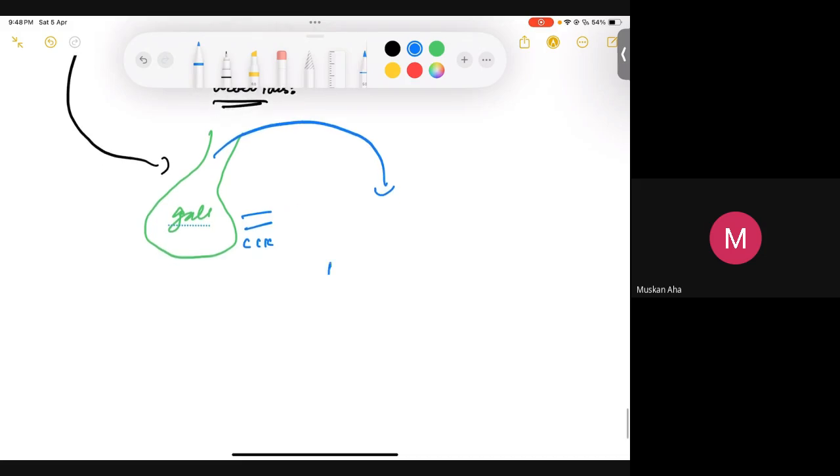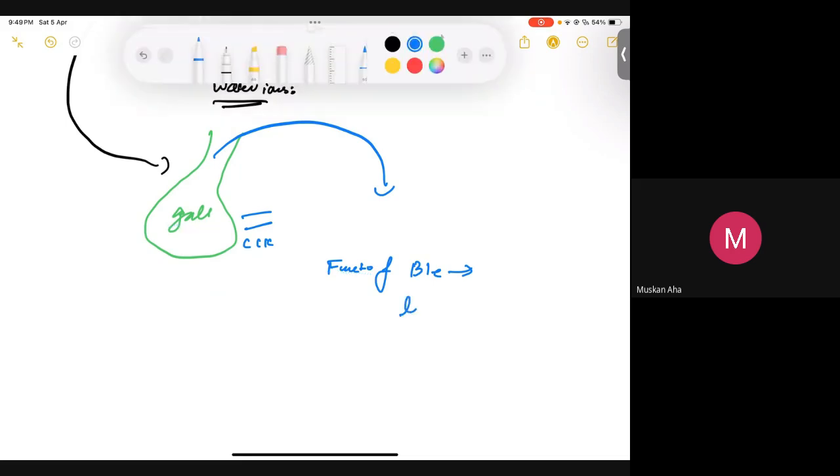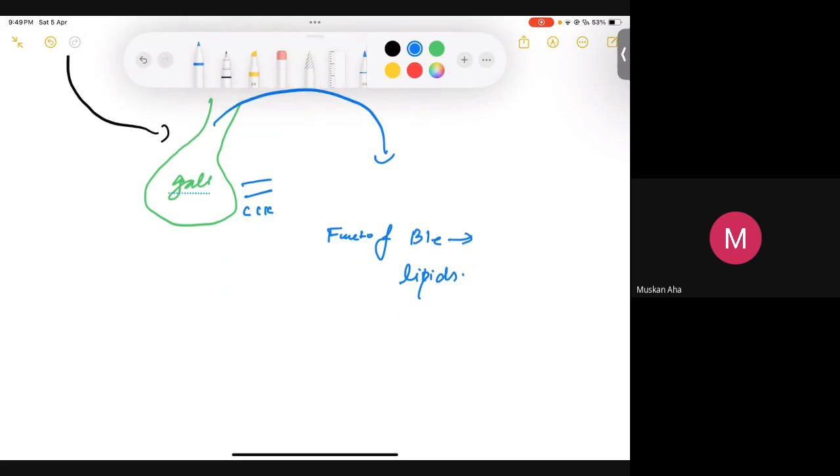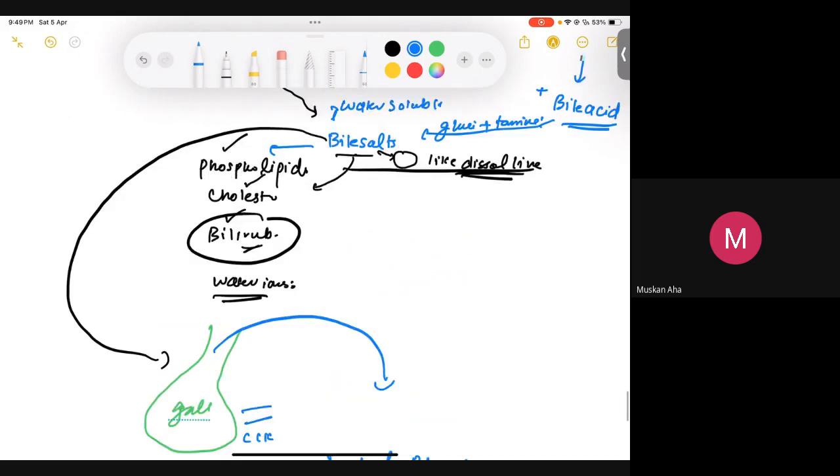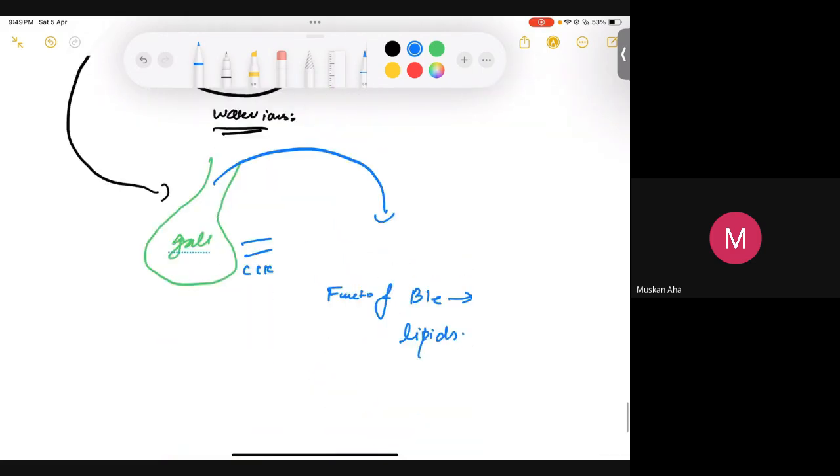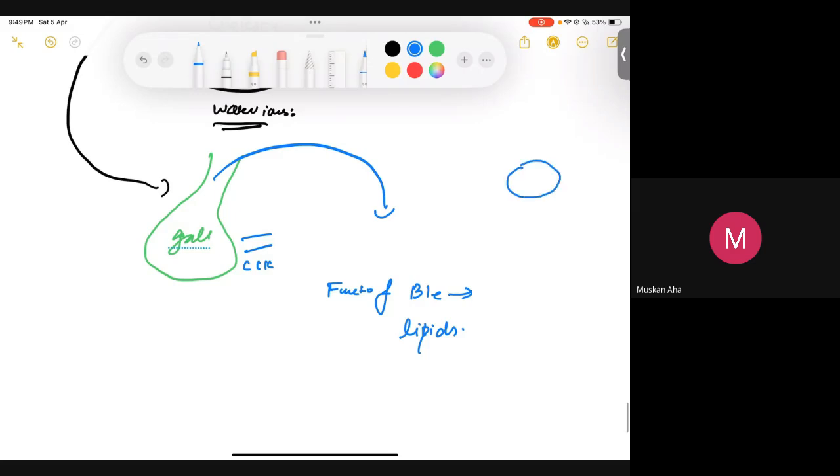So what's the function? The function of your bile is basically digestion and absorption of lipids, right? Is that clear? So it is going to help digest and absorb lipids. The idea is really simple because it can bind the lipid content. For example, if you have a big molecule of lipid, all the bile acids are going to come and bind to it, and in turn it's going to break this big molecule into small droplets of lipids. In this way, it's going to help digest lipids. Is that clear?